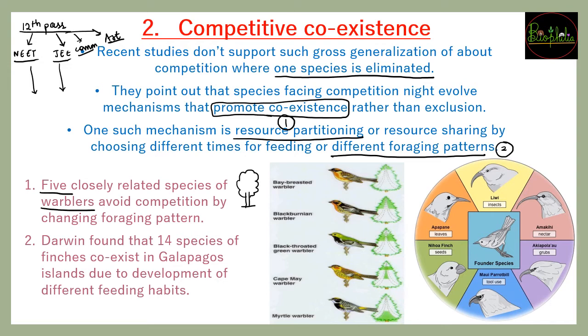But what happened during the case of warblers? It happened that these had a mutual understanding and they took the part in resource partitioning. हमारे पास एक ही tree है, okay, what we will do? We will use it by its height. So what do they do?